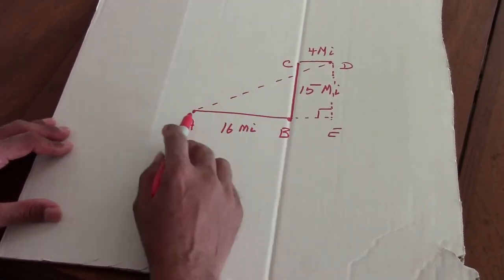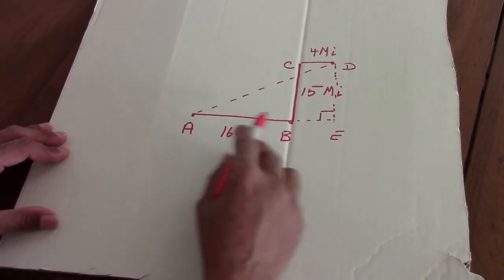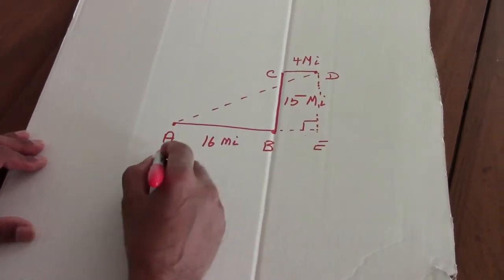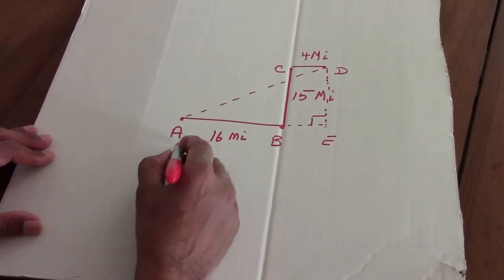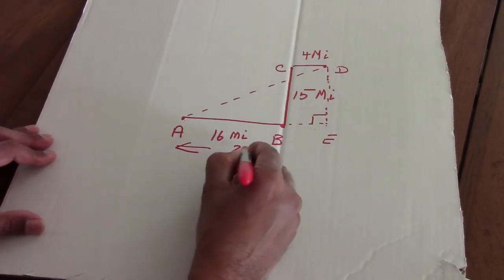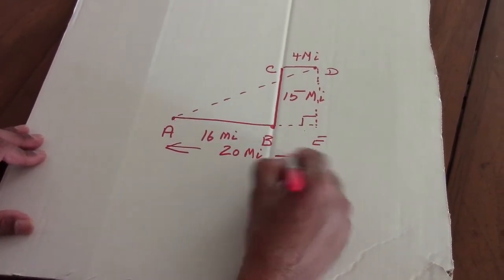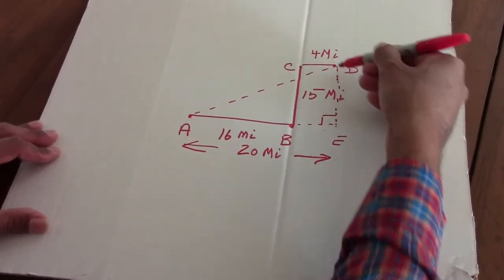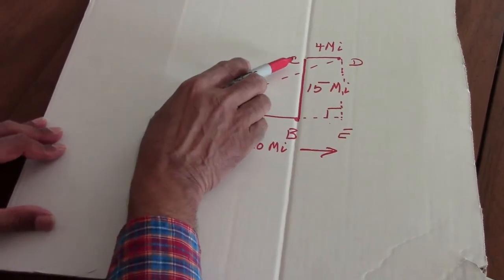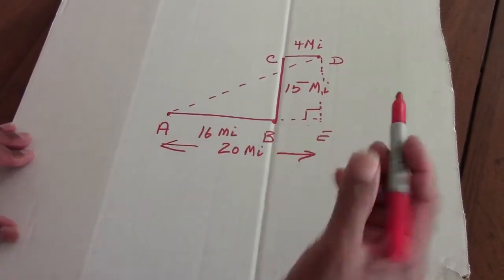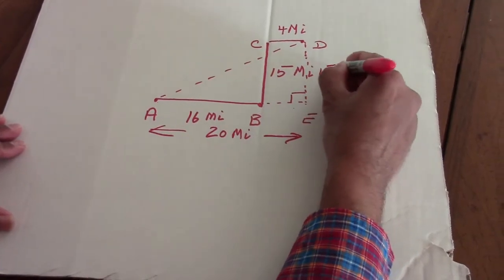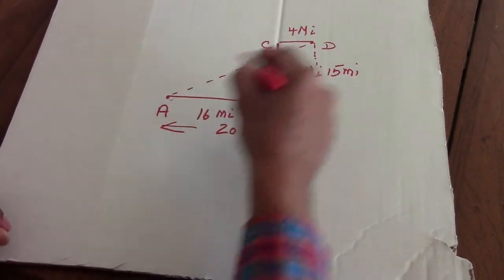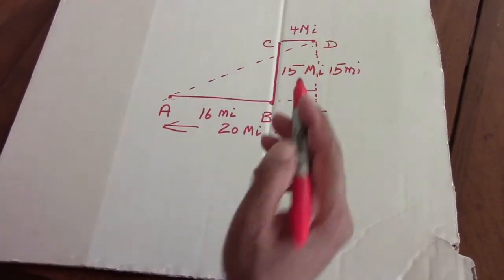So now we have a right-angled triangle AED. The base of the triangle, the distance between A and B is 16 miles. This distance is 4 miles. So the total distance from A to E is 20 miles. And the length of the line segment, or the side DE, is the same as the line segment CB, which is 15 miles. Now the task is to find the distance, the length of the side AD.